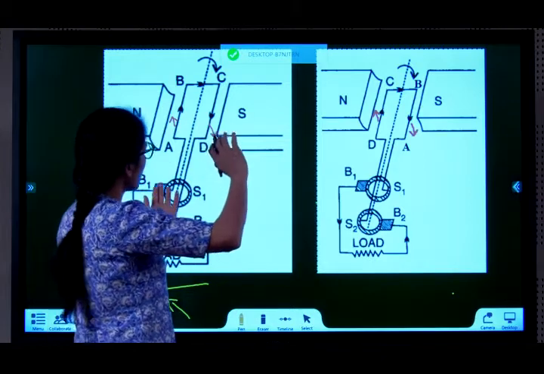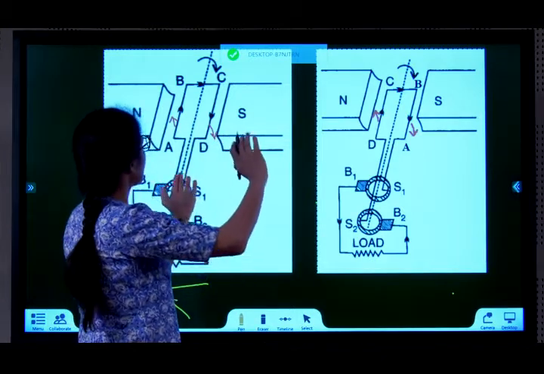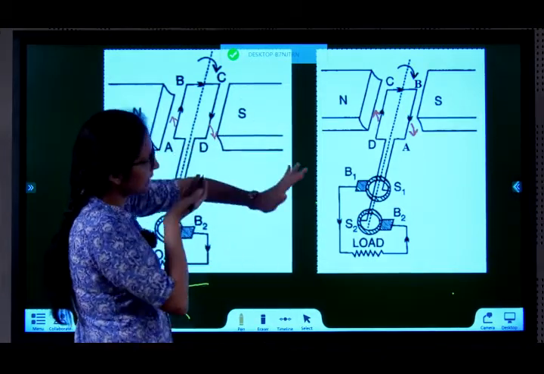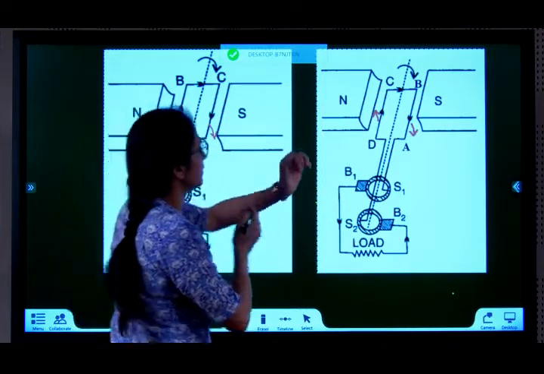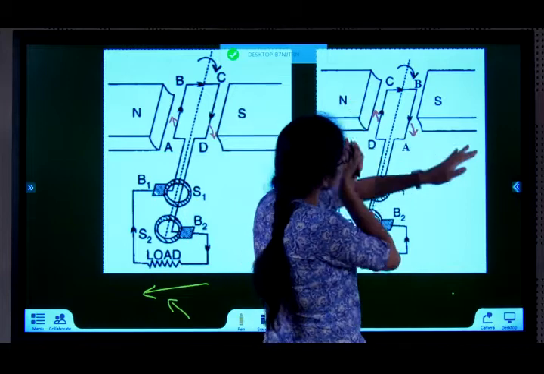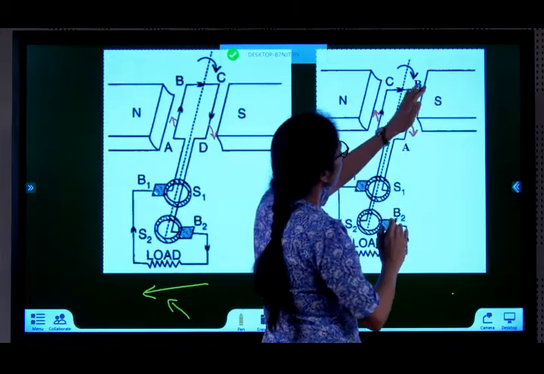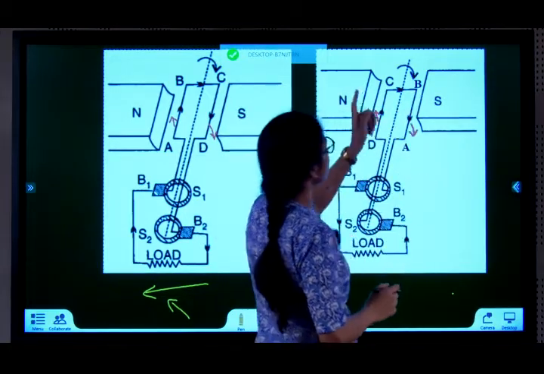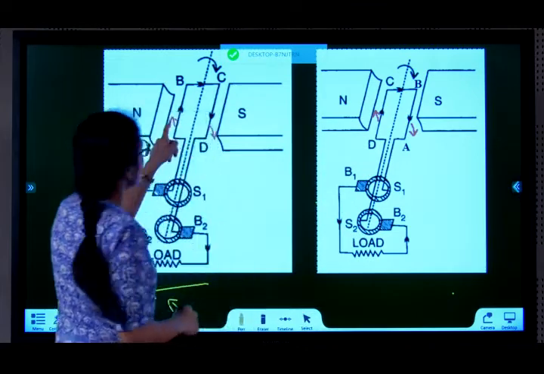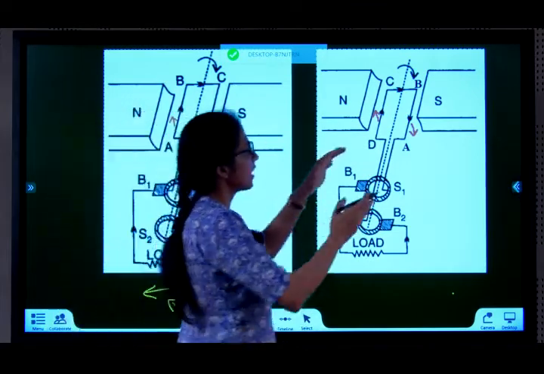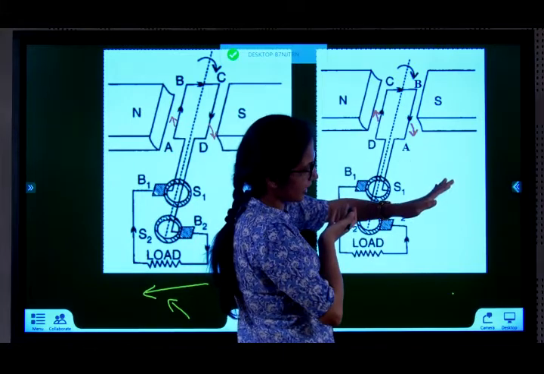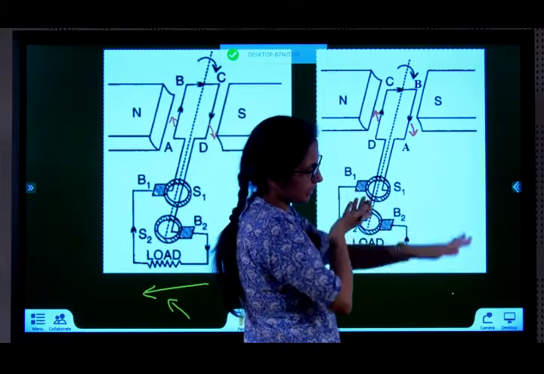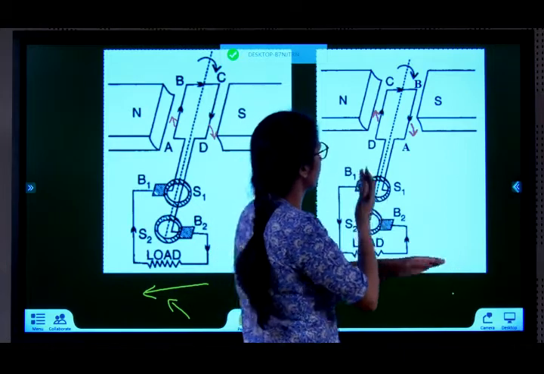Now after half rotation, AB will come this side and CD will come this side. So now AB is here, CD is here. Now AB is going downwards, CD is going upwards. Earlier AB was going upwards, CD was going downwards. Now after half rotation, AB is going downwards, CD is coming upwards.